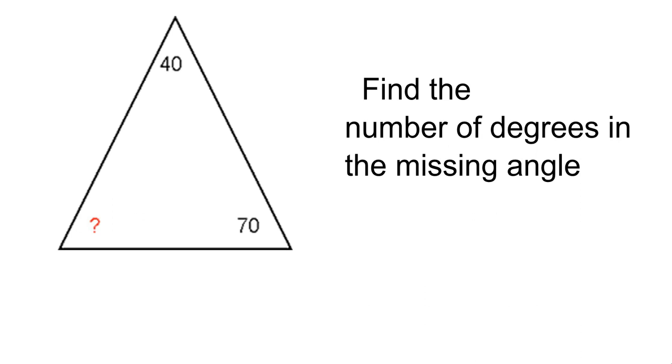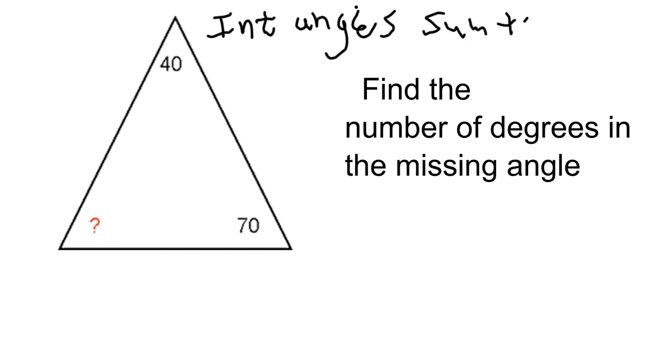Here in this picture, you can see the 40 is on the inside and the 70 is on the inside, and those are numbers of degrees. And so what I would like you to know is that the interior angles will always add up to 180 degrees. And what I'm going to write here is that they sum, means add, to 180 degrees.